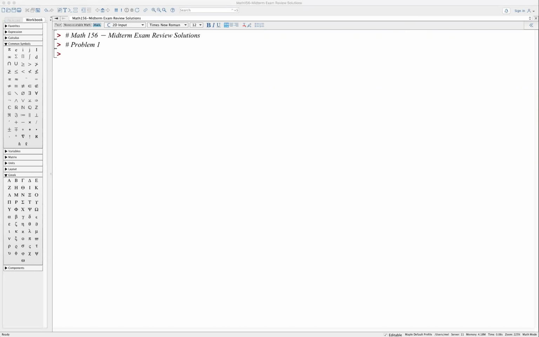Okay, Math 156, I'm going to go over the solutions to the problems on the review for the midterm. So problem 1 was to compute some limits in infinite series. So let's just take a look.